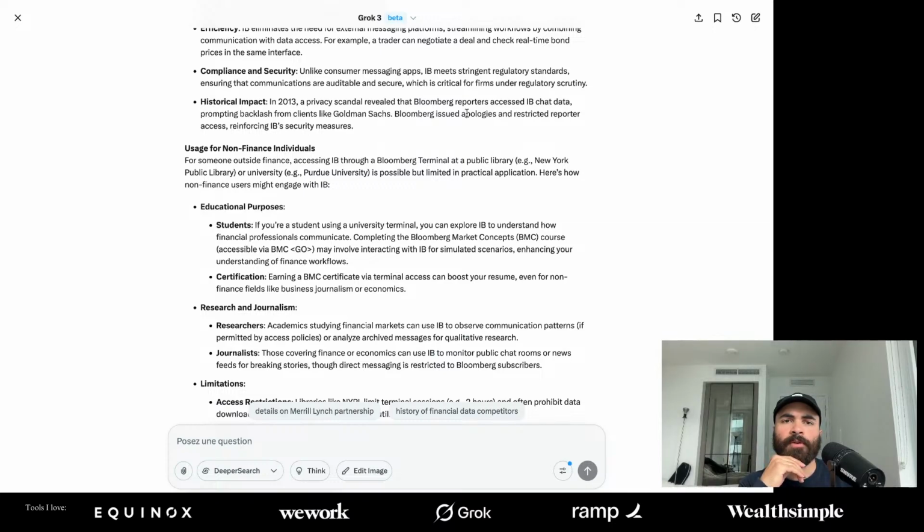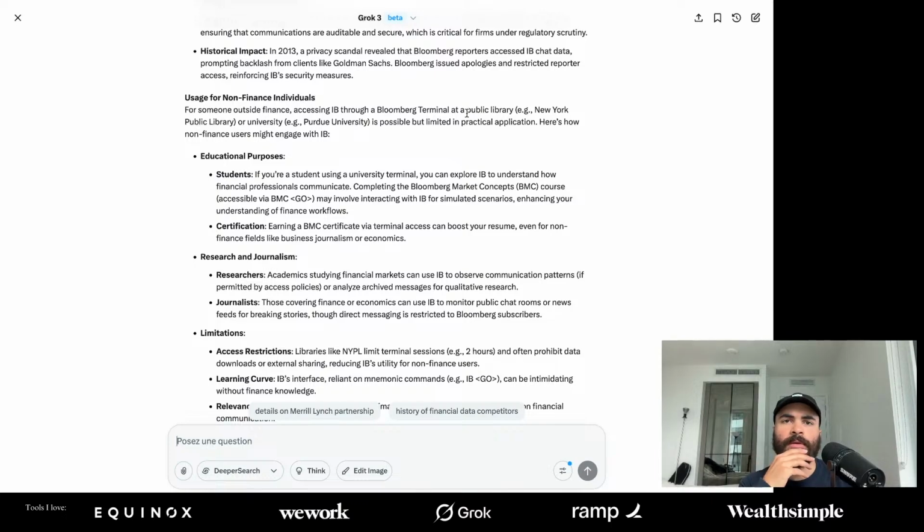Stringent regulatory standards ensure that communications are auditable and secure, which is critical for firms under regulatory scrutiny. Bloomberg reporters accessed IB chat data, prompting backlash from clients like Goldman Sachs. Bloomberg issued apologies and restricted reporter access, reinforcing IB security measures.